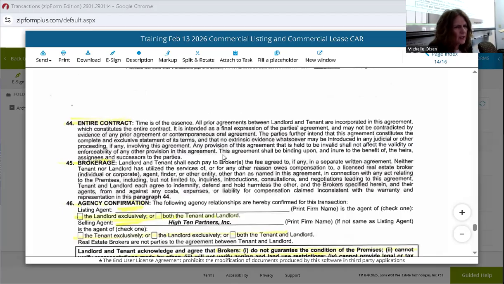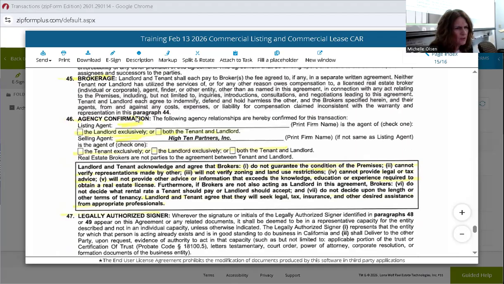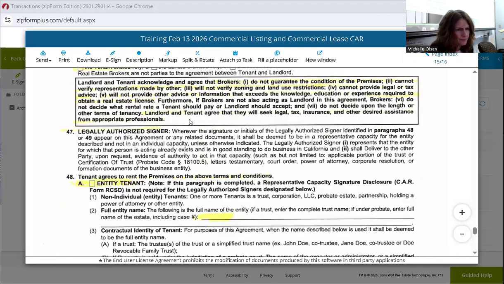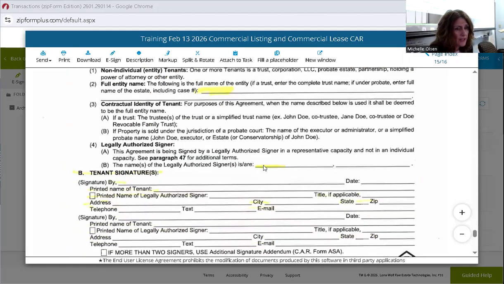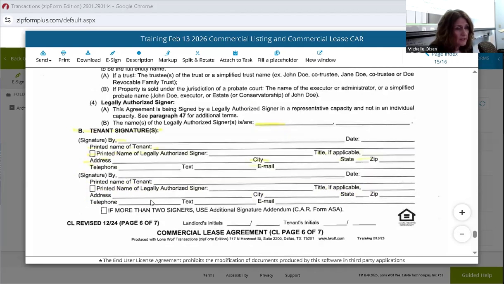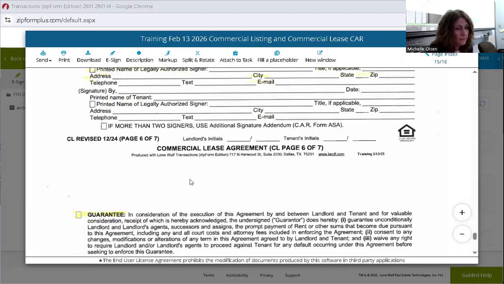Entire contract, it all has to be in writing. Nothing new. Agent confirmation, make sure you do this again back here, even though you have an agency always attached. Legally authorized signers, this is nothing new. If it's an entity, you click the box, put the full name of the entity here, and who is authorized to sign on behalf of that entity. You would put their name here, and then the tenant signatures go down here.